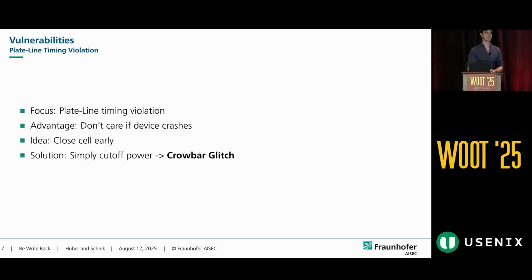The reason for this is that it has the advantage that we do not care if the device crashes or not. For the pre-charge suppression and the sense amplifier bit flip, you need to make sure that the device survives your fault injection. For the plate line timing violation, the memory is already corrupted due to the destructive read from the cell, so we can simply close the cell early. And as already said, we do not care if the device crashes or not. So the solution is that we can simply use a crowbar glitch, because cutting off the power is basically the same as closing the cell.